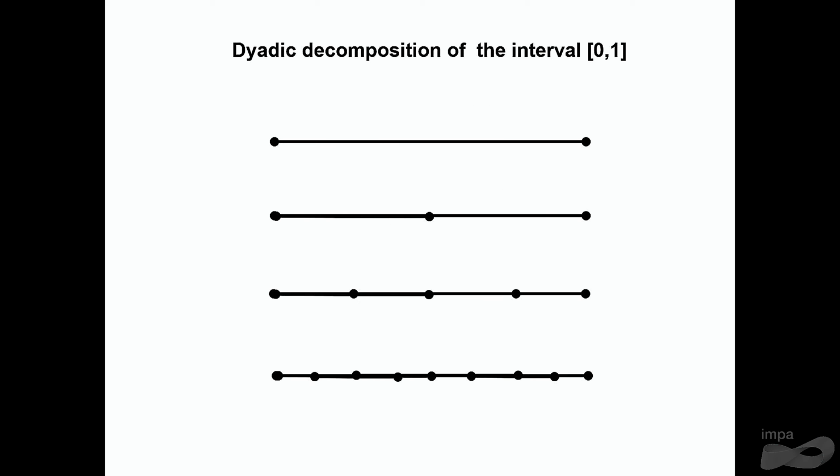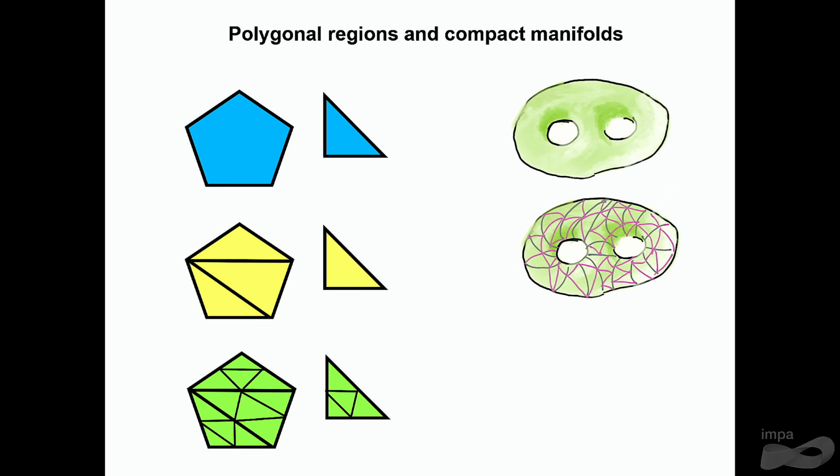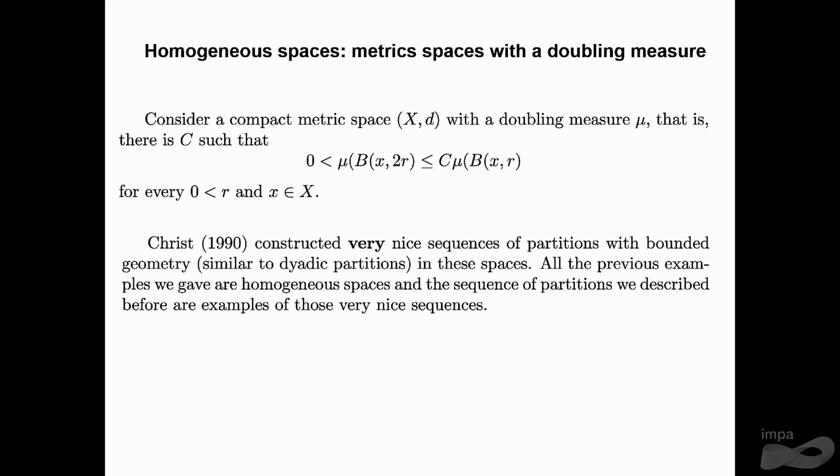So that's the classical example. It's called the dyadic decomposition of the interval 0, 1. But you can start with a square, divide it in 4 equal squares, and so on and so forth. So this is the dyadic decomposition of the square. But you can pick a polygonal region and take a triangulation and then start to subdivide this triangulation in a clever way. And then it also satisfies this property, it's a good grid. Or you can pick a smooth triangulation of a compact manifold, and do the same thing, and you have this structure.